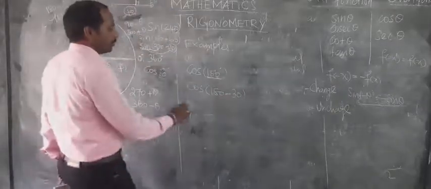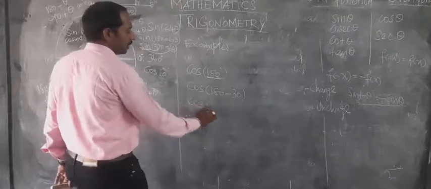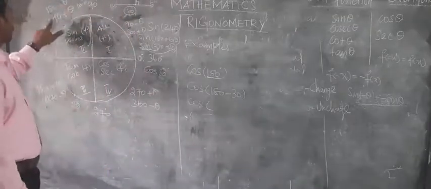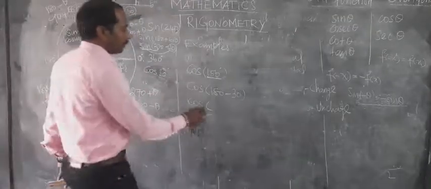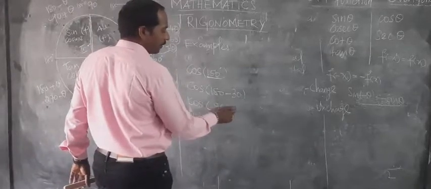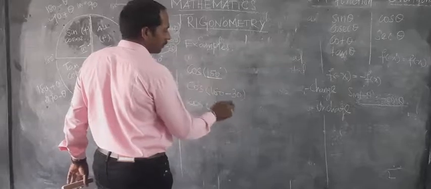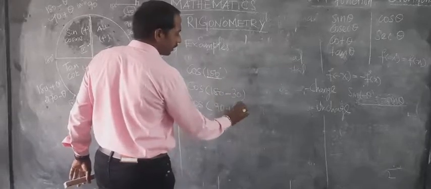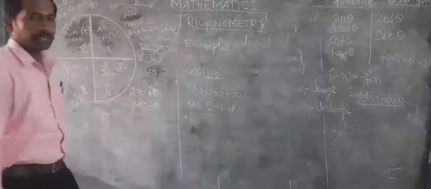So next one, cos, using the vertical angle. Vertical angle means 90. 90 plus 60. If I add 90 with theta, I will get 150, 60 degree. So this is the main concept.